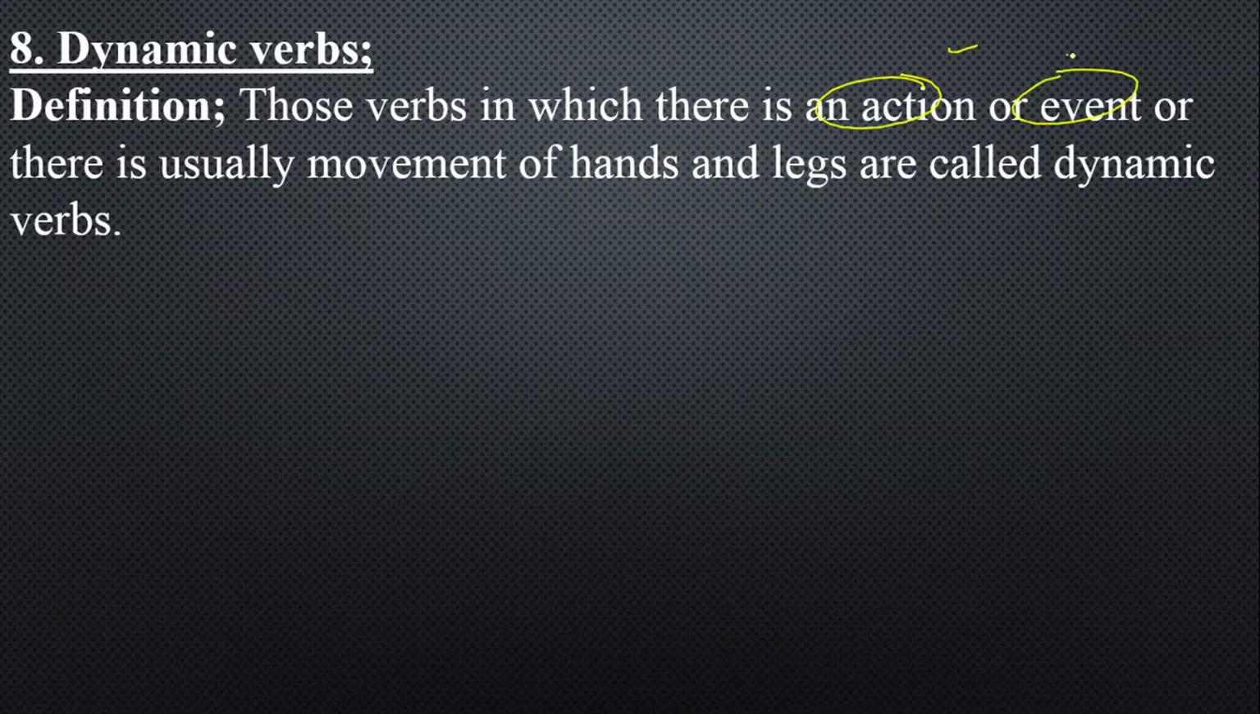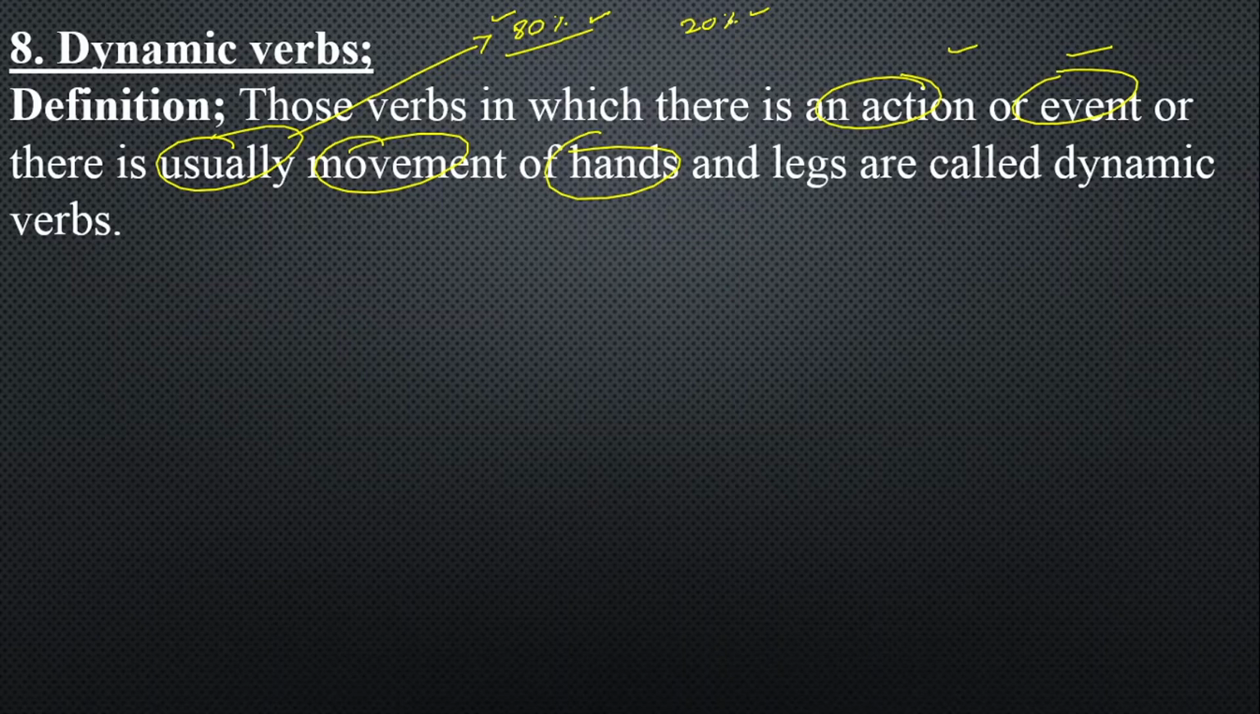There will be actions or events, and usually, where the word usually comes, it is an adverb of frequency which shows 80%. And usually means 80% movement of hands and legs. Movement of hands and legs is 80%, and they are called the dynamic verbs. 20% can be movement of other parts of your body like your nose, your eyes, your head, your complete body. So that is called the dynamic verbs.